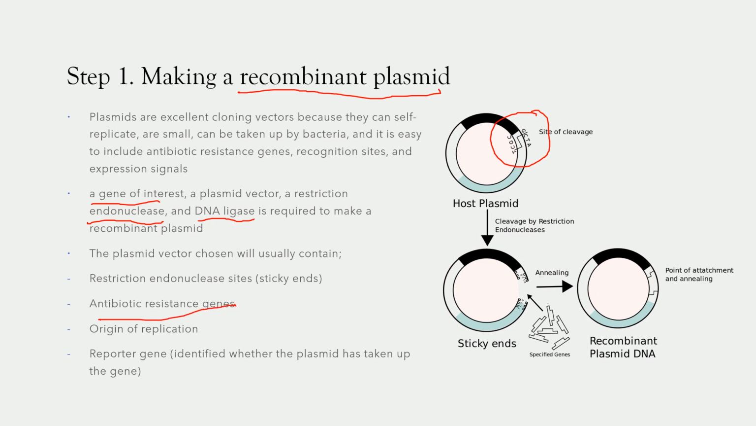It's going to have an origin of replication, and it's going to be able to take up a reporter gene, which again I'm going to go through a little bit later on. So what happens is we use the restriction endonuclease to cut the plasmid, and then we insert whatever we want to insert, whether that be the insulin gene or something else, into the sticky end part of the plasmid. Then we use ligases to rejoin the plasmid together again. So we've got our fully formed plasmid with our gene of interest, which is ready to be taken up by bacteria. That's how we're using all the tools that we've learned about to make a recombinant plasmid.